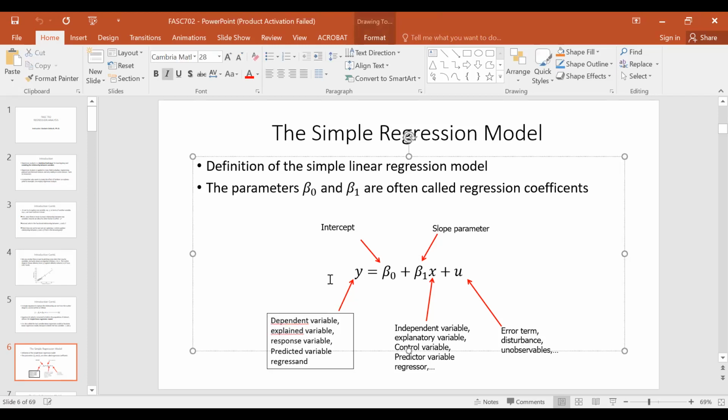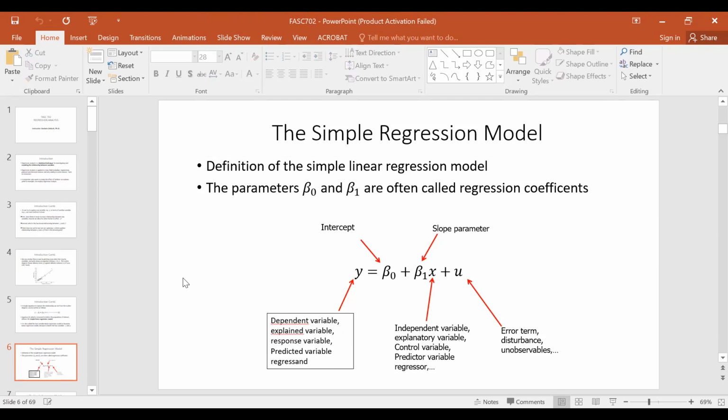Beta 0 here is called the intercept. I'll come back to that. And beta 1 is called the slope parameter. Okay. X is the independent variable or the explanatory variable or control variable or predictor variable or regressor. I'll mostly call it regressor. Okay, this is a regressor, this is a response variable, and so on.